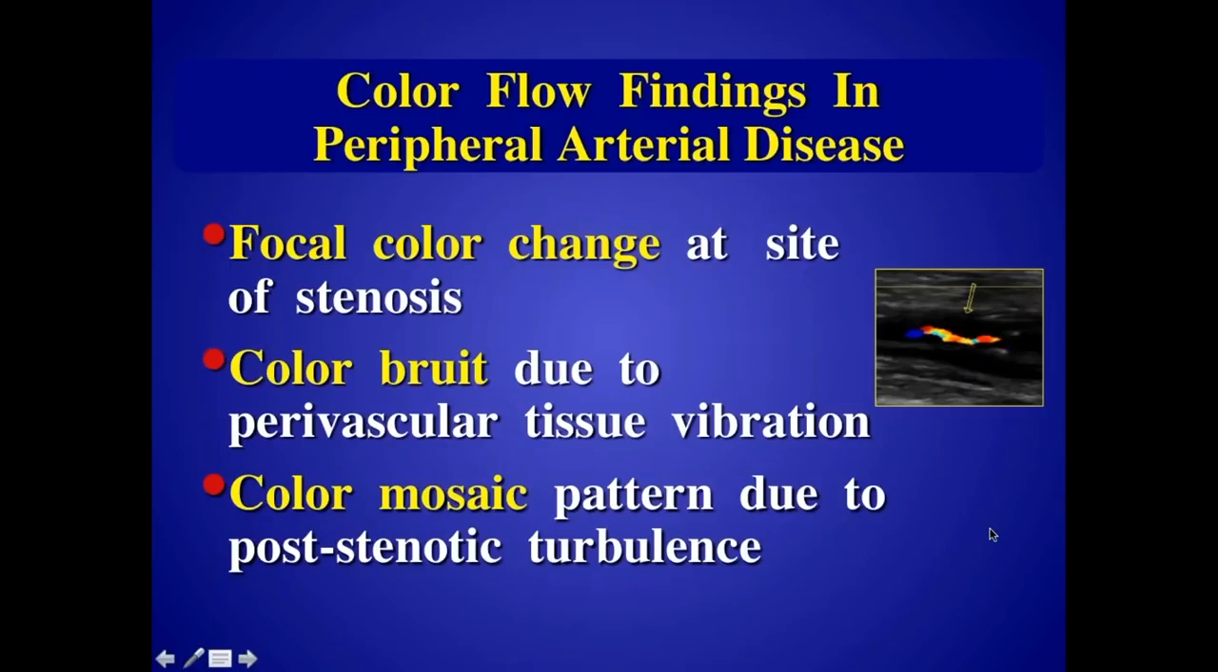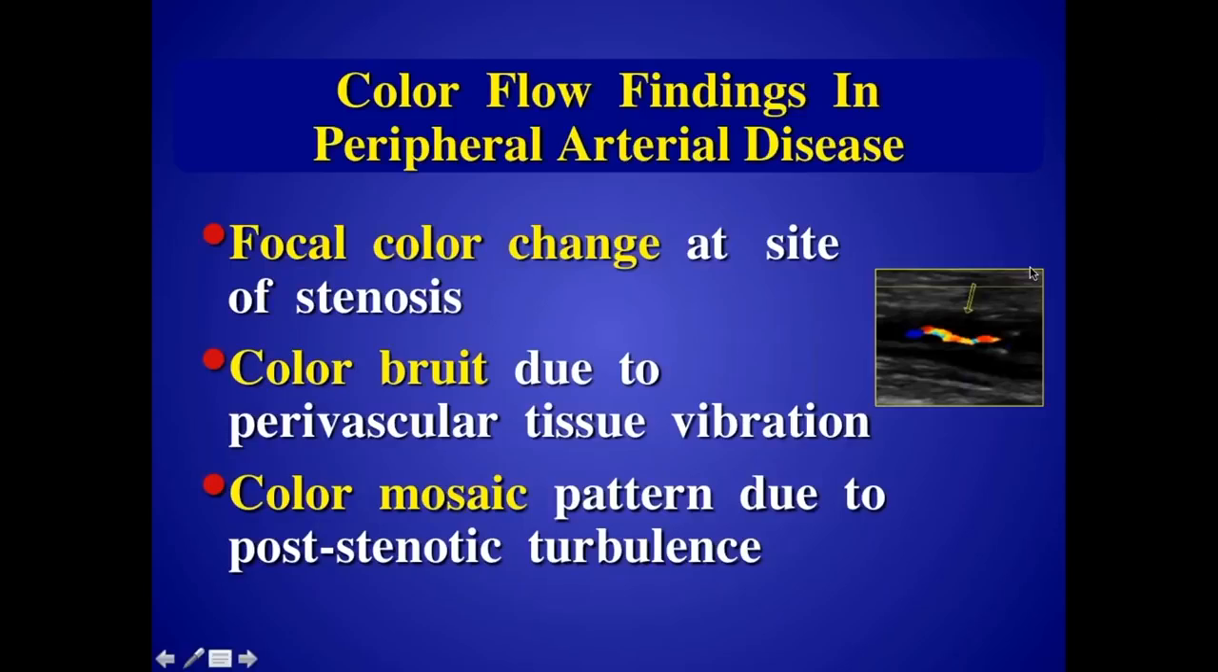So when we perform these studies, we look for these specific color flow findings to tell us there's underlying peripheral arterial disease. The focal color change that we see at the site of the stenosis is related to aliasing or wraparound because there's a focal increase in velocity across that segment.